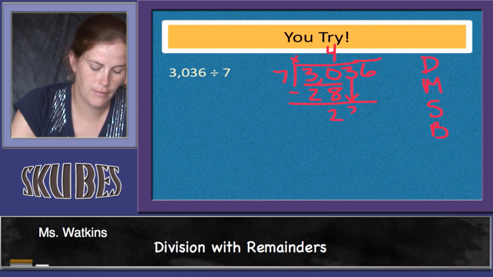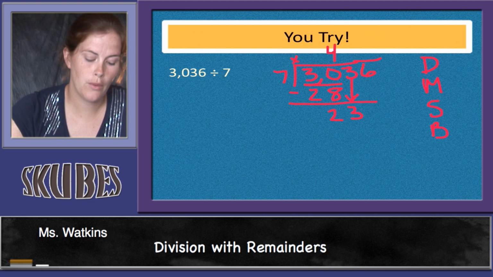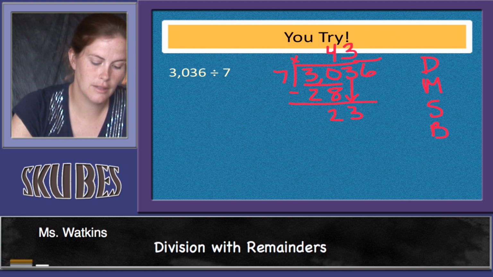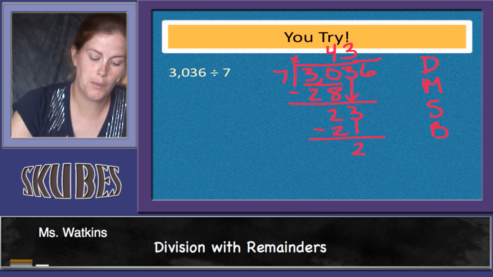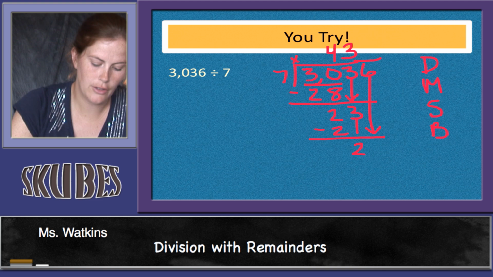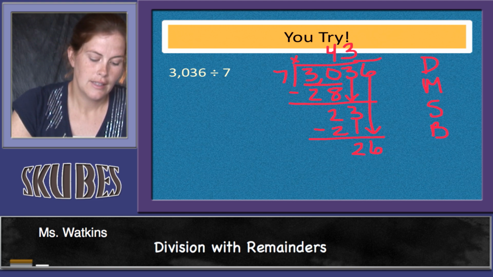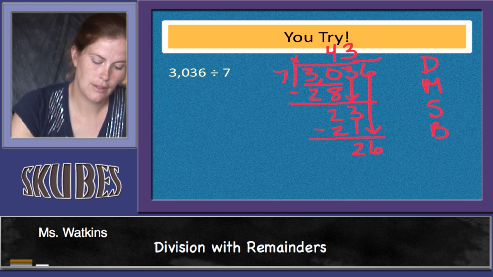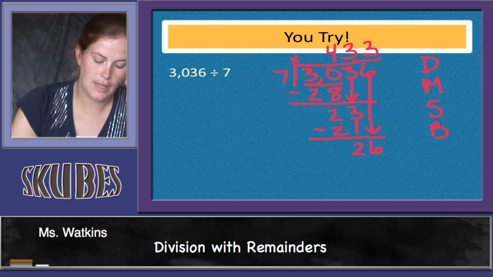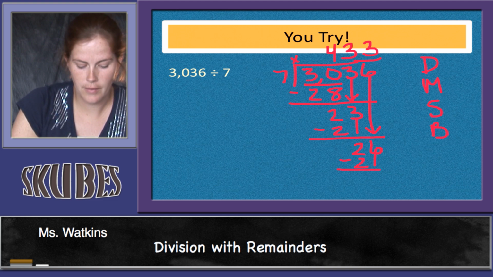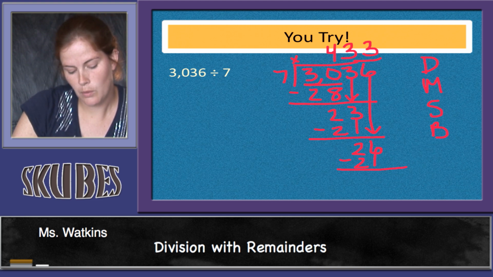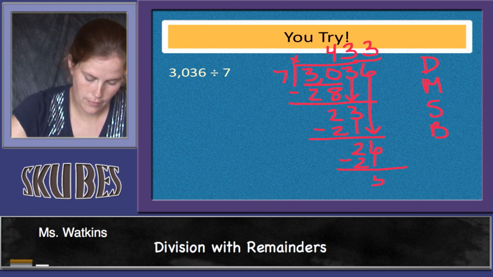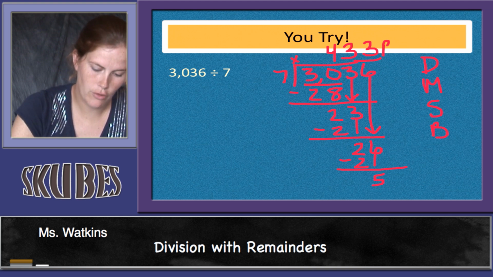Bring down your 3. 7 will go into 23 3 times. 3 times 7 equals 21. Subtract. 23 minus 21 equals 2. And bring down your 6. 7 will go into 26 3 times. 3 times 7 equals 21. 26 minus 21 equals 5. So we have a remainder of 5.